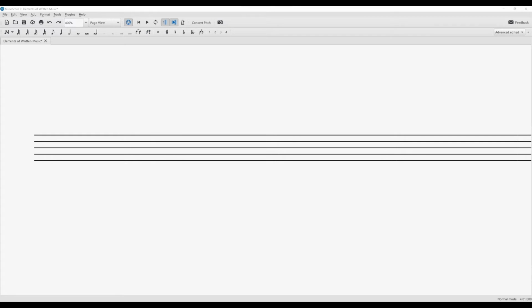Let's talk about how we write rhythms and the symbols that we use. First, we have the music staff. These are the lines and spaces across which notes are written. The higher a note is on the staff, the higher it sounds.